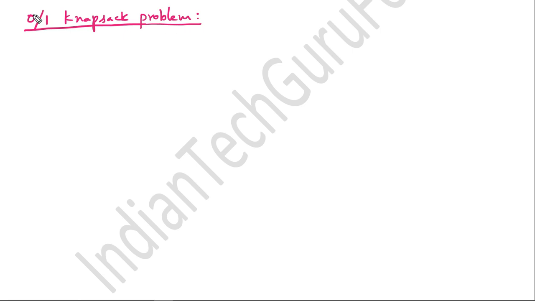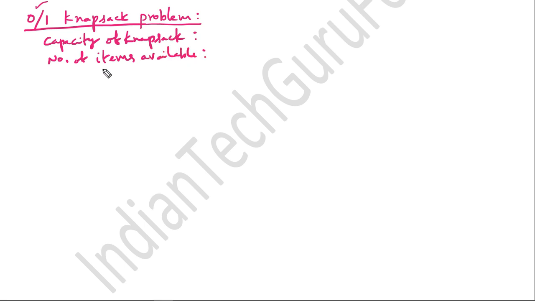So here 0/1 knapsack means either we can insert the complete item or we may discard the complete item. We cannot actually insert a fraction of the item. So that is represented by 0/1 knapsack.